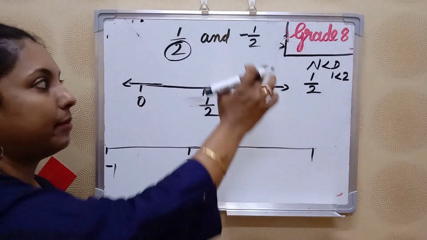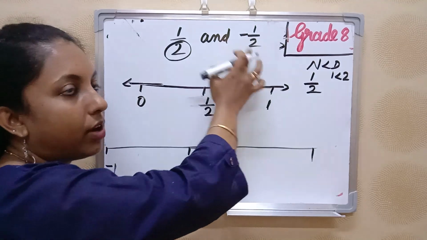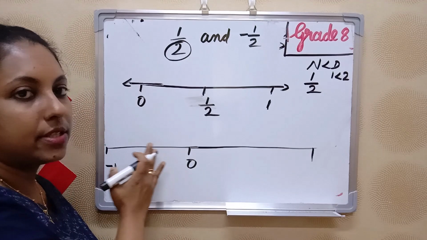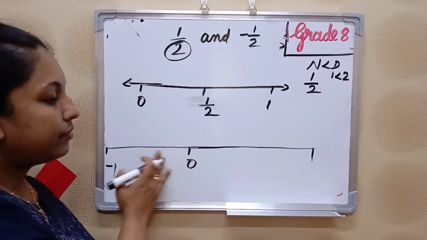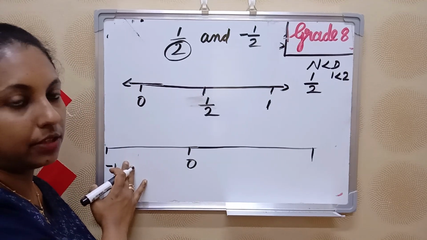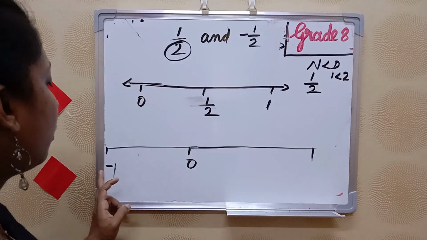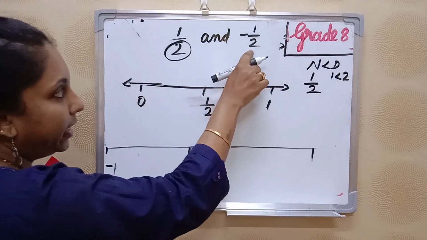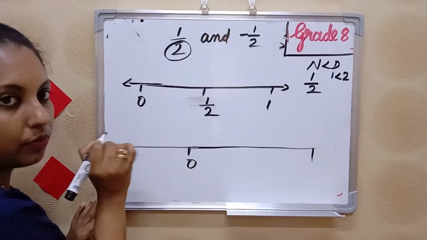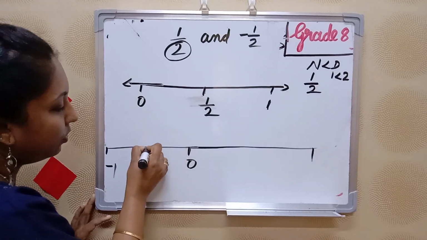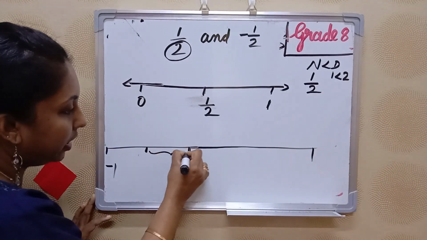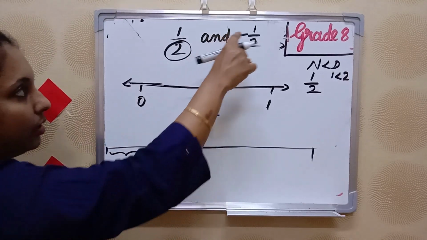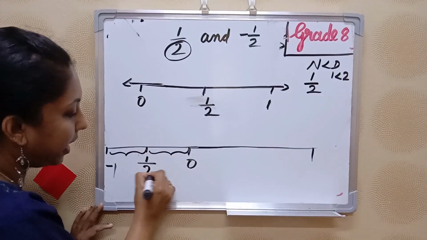Next is how we can represent negative 1 by 2 on the number line. Negative 1 by 2 means we have to mark on the left side of 0. The left side has only negative numbers, negative integers. So negative 1 by 2 lies in between 0 and negative 1. In the same way, the denominator is 2. So 0 we can't count. After 0, the equal parts are here. This is the first part, this is the second part. Then the numerator is 1, so here we can write negative 1 by 2.